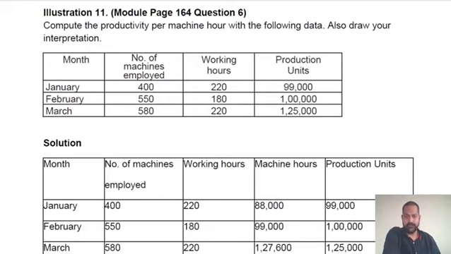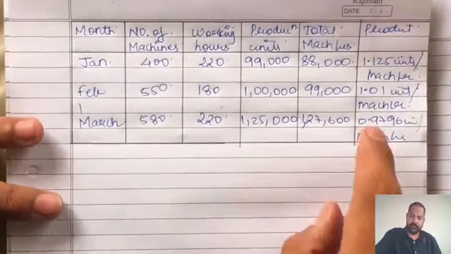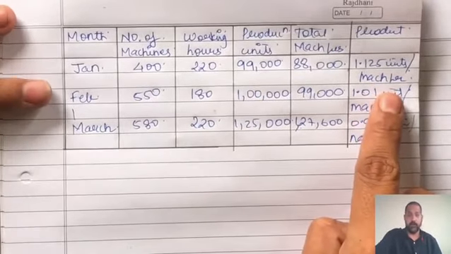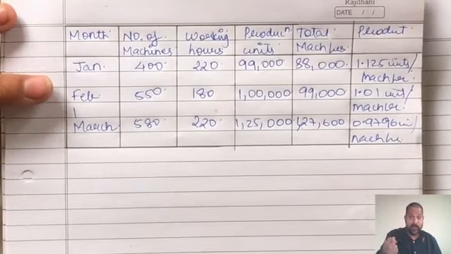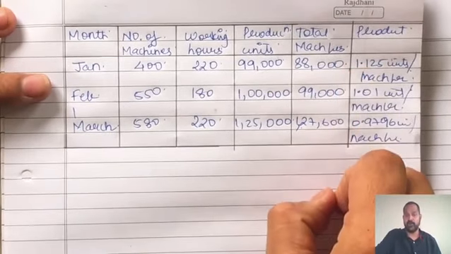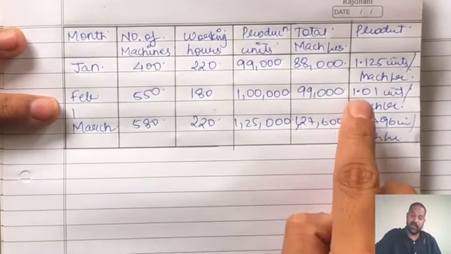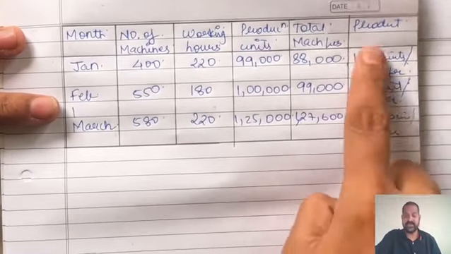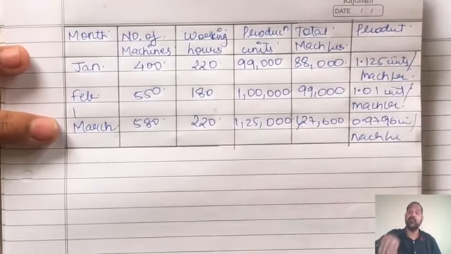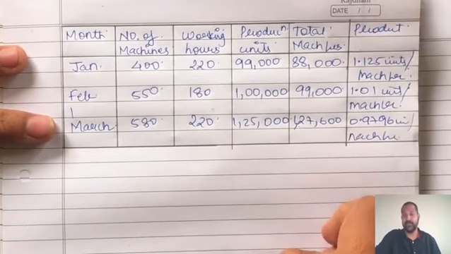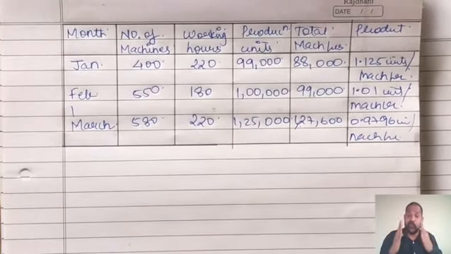My question was, compute the productivity per machine hour with the following data. Also draw interpretation. What do you mean by draw interpretation? What do you interpret out of this? Well, in the month of January, the productivity was very good. If you notice, every 1 machine hour I give in, I get 1.125 products. In the month of February, the productivity dropped. Every 1 hour I give in, I get 1.01 products, which is lesser than January. And in March, it dropped even more. The productivity has become 0.97. For every 1 hour I give in, I don't even get 1 full product.